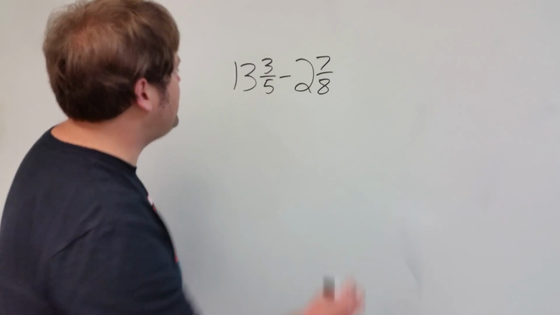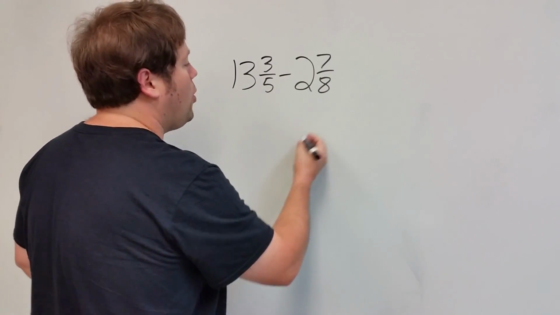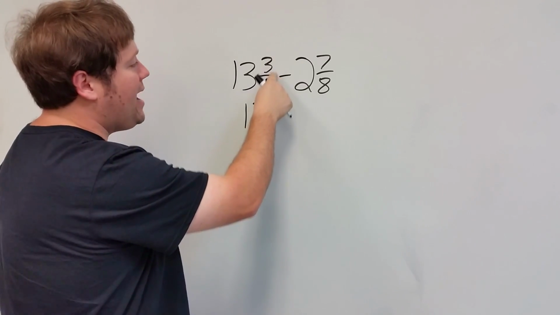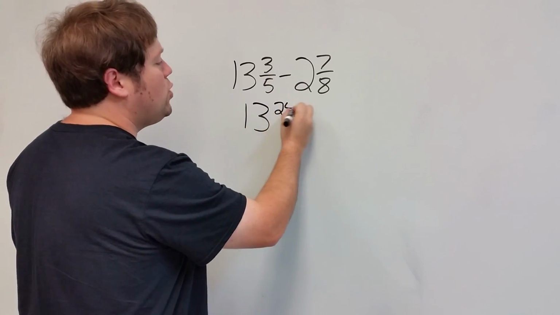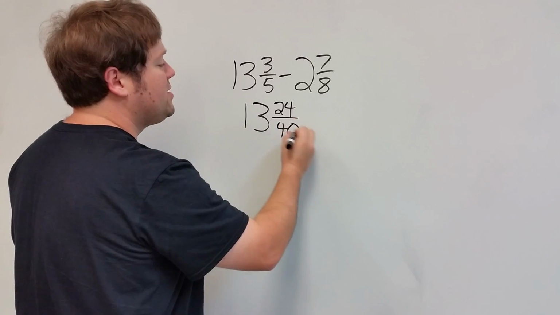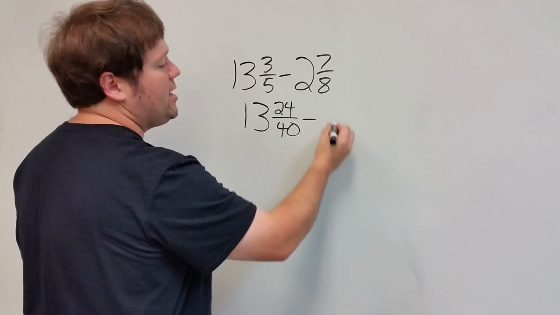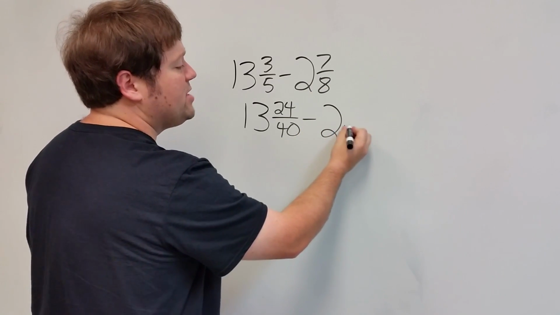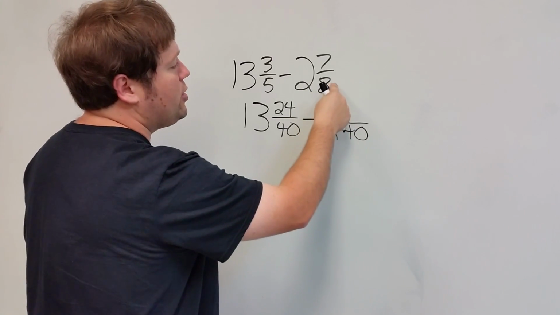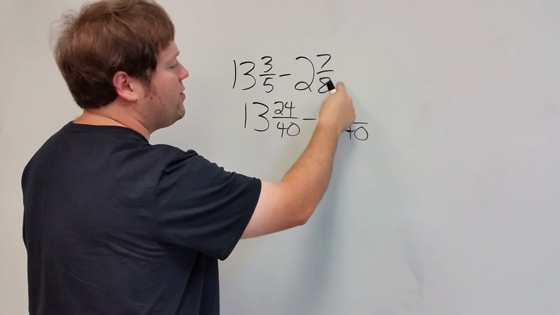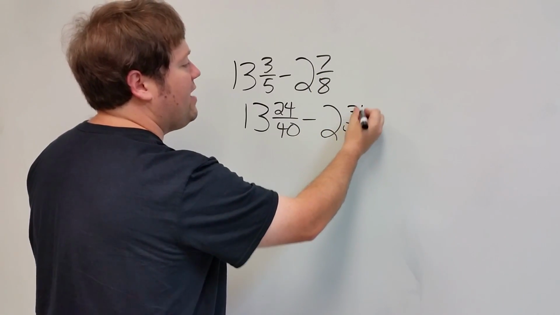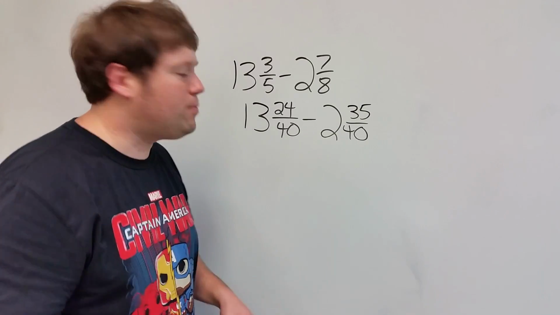So let's look at what happens. I'm still going to have the whole number 13, but I'm going to multiply this fraction by 8/8. That's going to give me 24/40ths. And then I'm still going to be subtracting. I'm still going to have the whole number 2. But I want to get 40ths from this fraction as well. So I'm going to multiply it by 5/5. And when I multiply 7 by 5, I get 35/40ths.